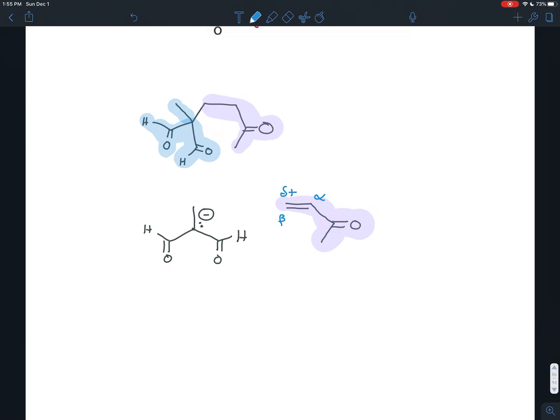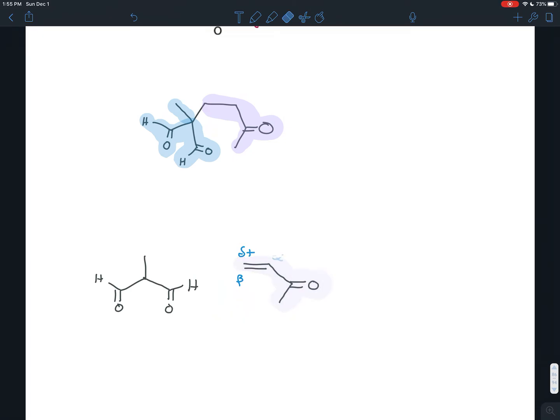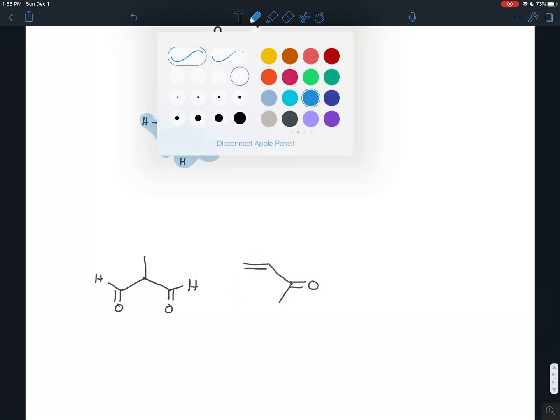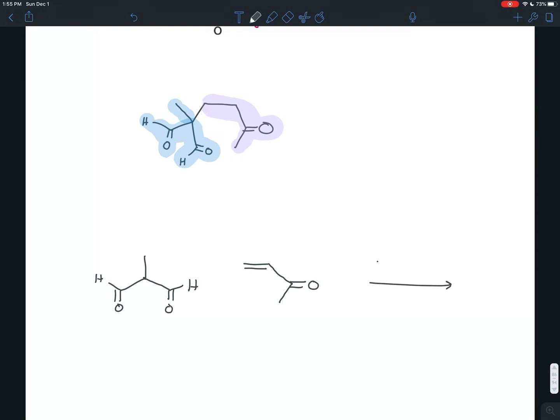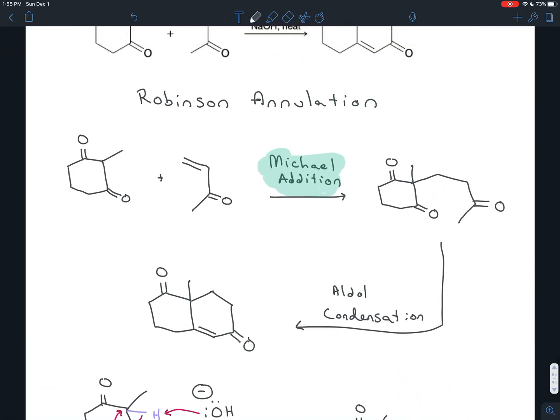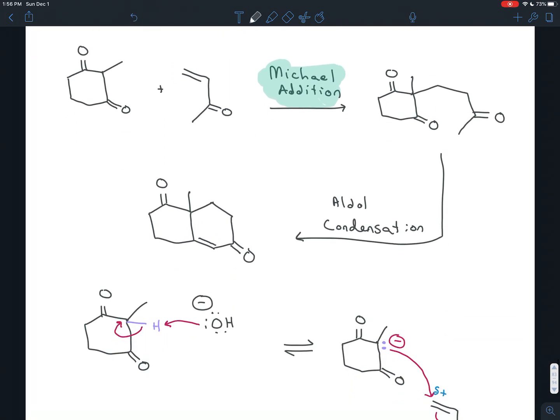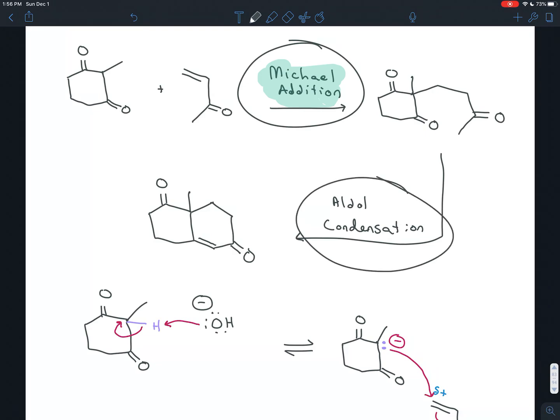And so those are really the two pieces that we would need. We would have this original molecule, and we would want to react it with this alpha-beta unsaturated molecule. And if we treated those two with sodium hydroxide and heat, the same very simple recipe that we saw in the previous exercise where we drew the mechanism for the Robinson annulation, then the two reactions happen. The Michael addition happens, followed by the aldol condensation.